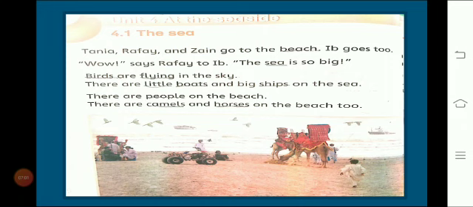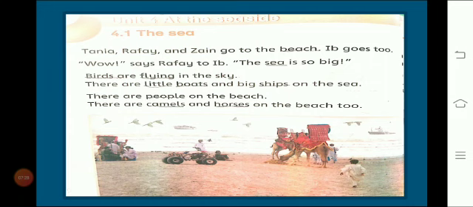Now, my dear students, underline the different difficult words. Beach, sea, birds, flying, little, boats, ships, people, camels, horses. Okay, have you underlined these words? Good.